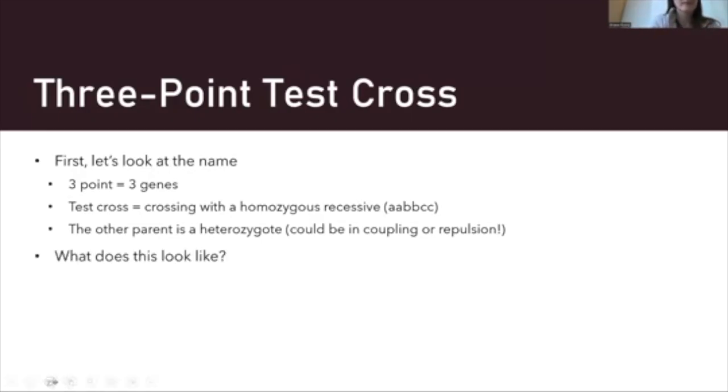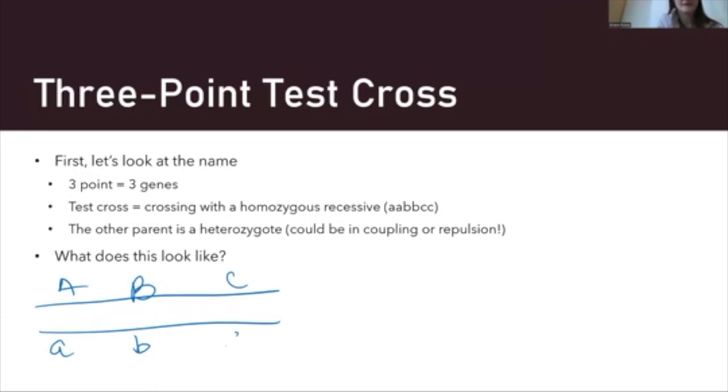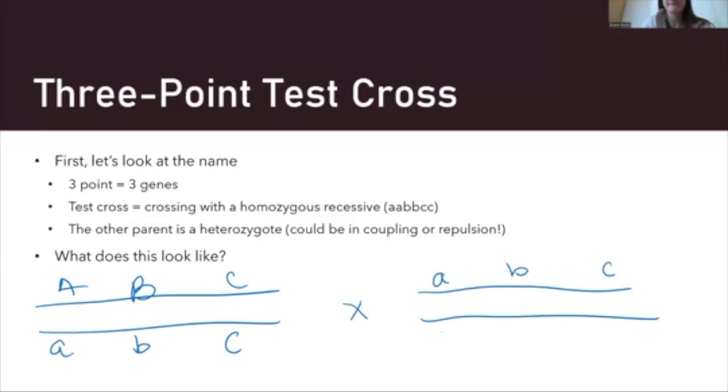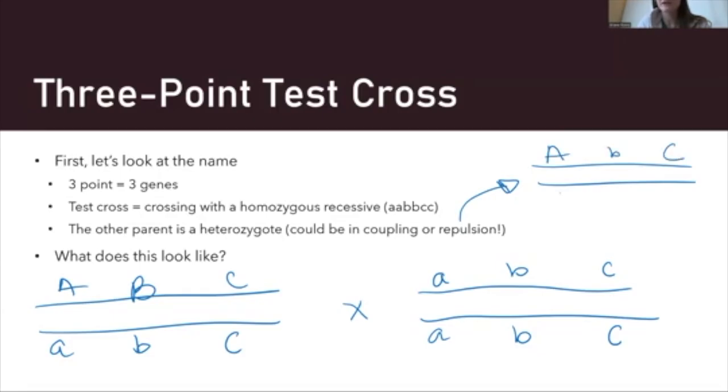So what does this look like? Well, if my heterozygote parent is in coupling, I know I have all my dominant at the top and my recessive at the bottom, because they have to be a heterozygote, so they have to have one dominant, one recessive. And this is going to be crossed with a homozygous recessive male. And just so you know, for repulsion, that heterozygote parent could look something like this. Basically, just some combination of dominant and recessive. I'm going to make this C a lot bigger right here, so it's super obvious that it's dominant.